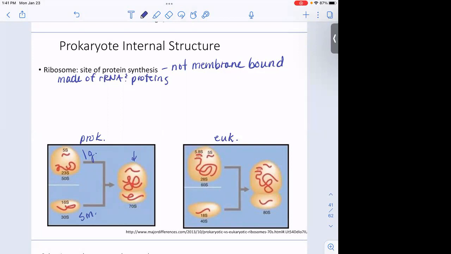The size is actually measured in a unit S, which means Svedbergs. That's what this S stands for. So the small subunit here is size 30S, the large subunit 50S, and those come together to form a 70S ribosome. Now, if your math's good, you'll notice that that doesn't really make a lot of sense. This unit, Svedbergs, is actually a measure of sedimentation rate.